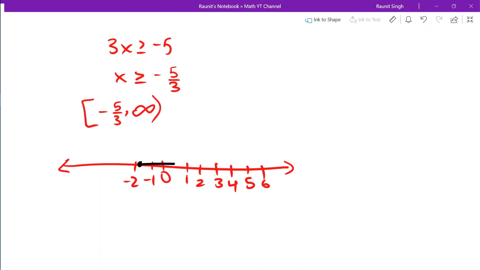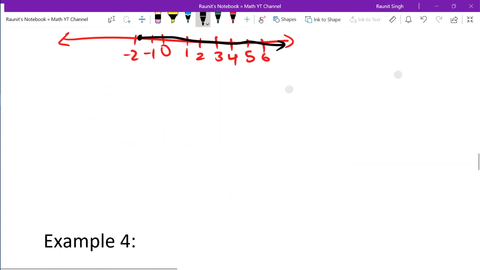Closed dot. Sorry for that really weird line.